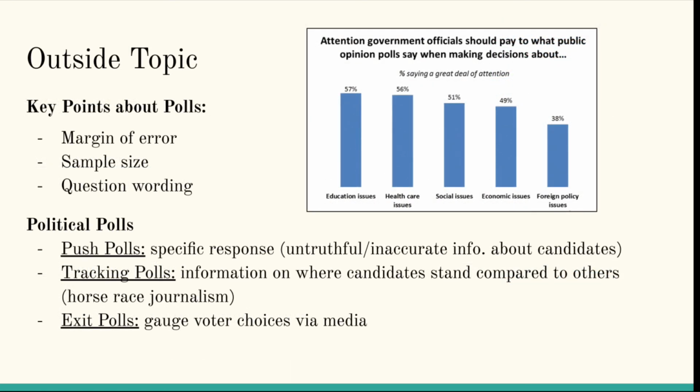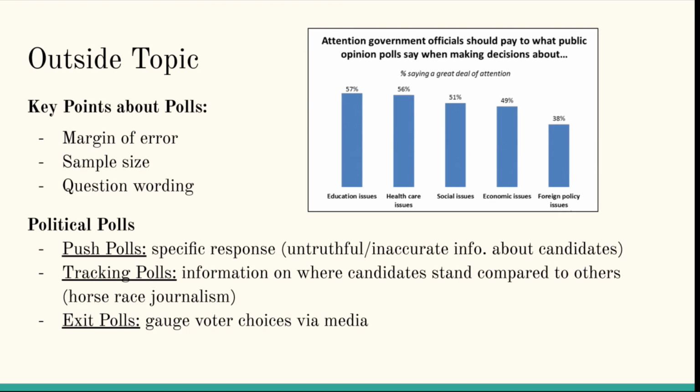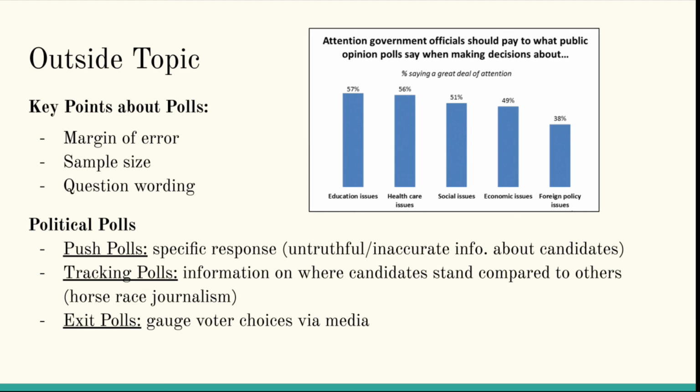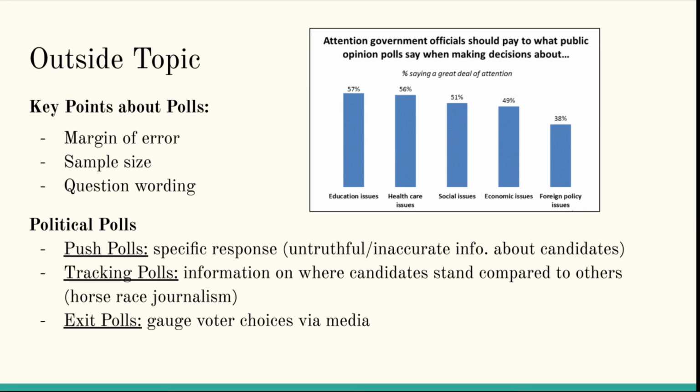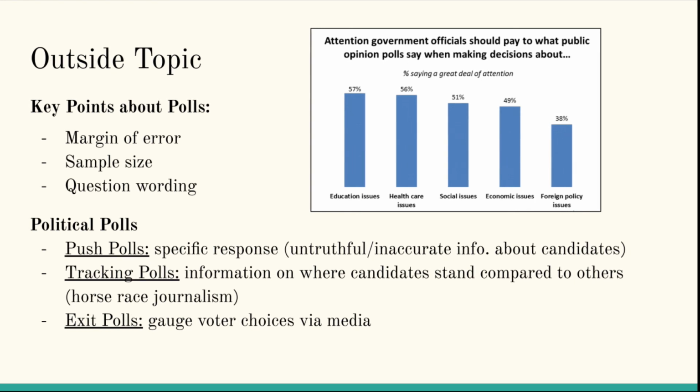The outside topic. Our outside topic is polling, which is a means to assess public opinion on issues or a candidate. Three main political polls are push polls, which are designed to get a specific response out of people, tracking polls, which give information on where candidates stand compared to others, and exit polls, which gauge voter choices. Polls are significant in analyzing the public's viewpoints on certain issues, which can be helpful to political campaigns as well as presidents as they try to persuade the public about their key issues like education or healthcare.